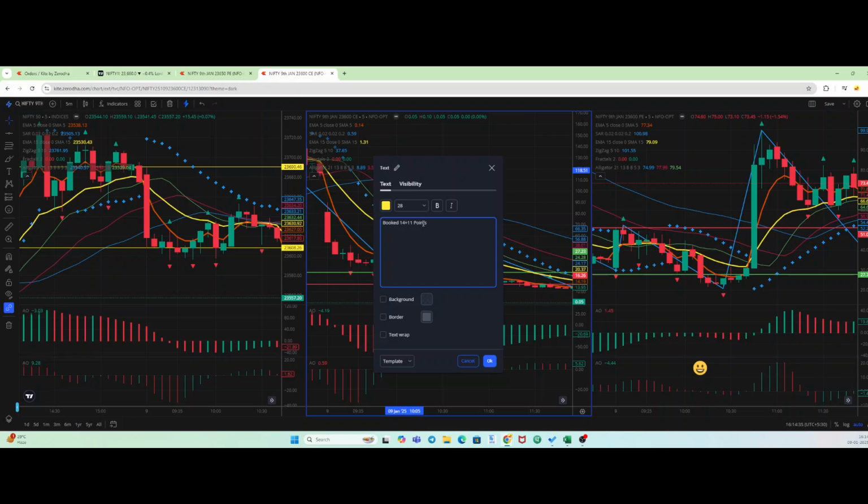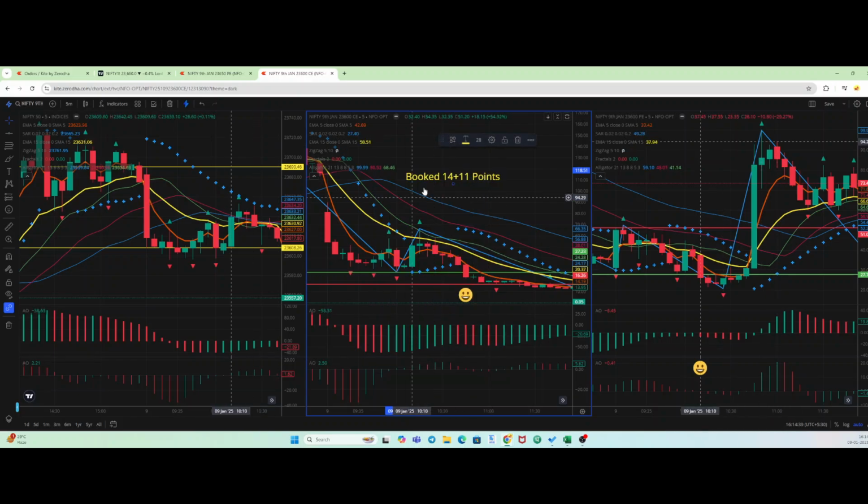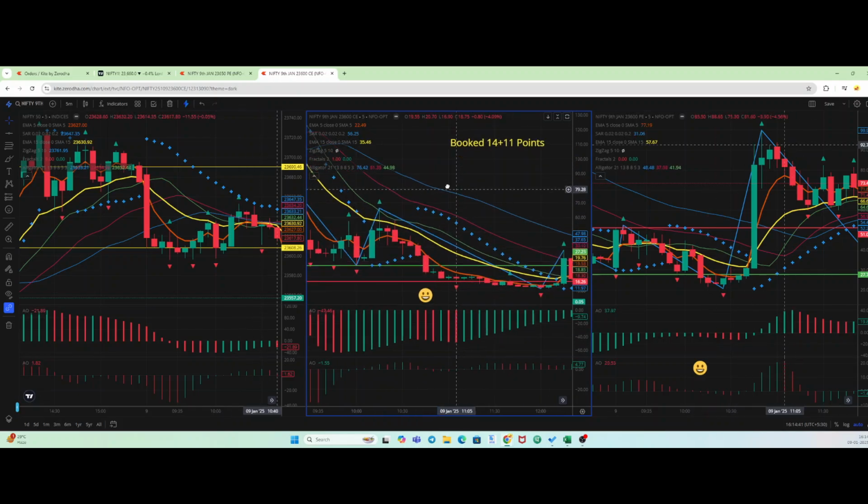14 plus 11 points, so around 25 points we booked in this area.